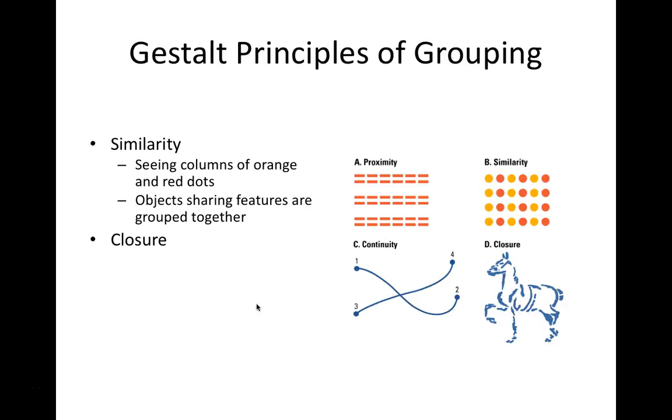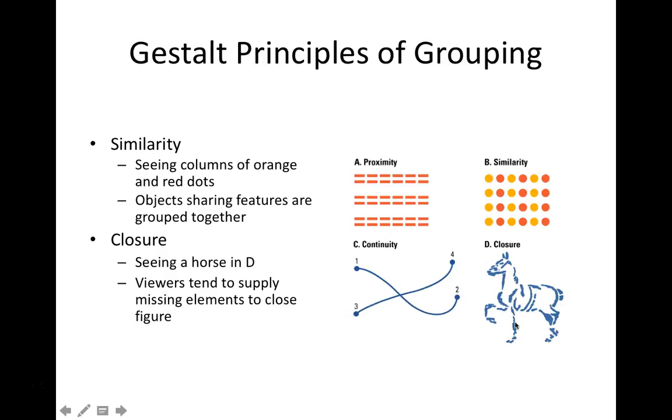Closure. Even though we could see it otherwise, we tend to see this as a horse. Closure is this whole idea that we tend to supply the missing elements to close up the figure. We're all familiar with the term reaching closure on a problem or a topic, but in the area of perception, closure has to do with basically completing the visual scene, supplying the missing elements. That's where the term comes from.